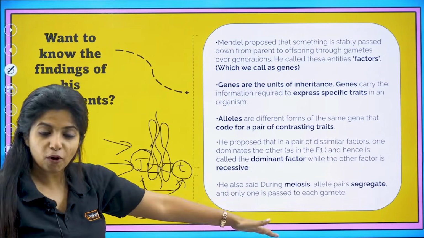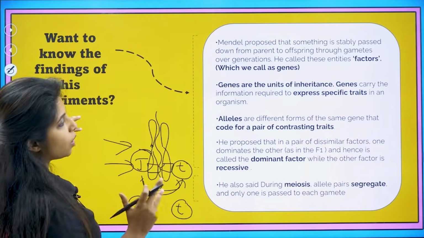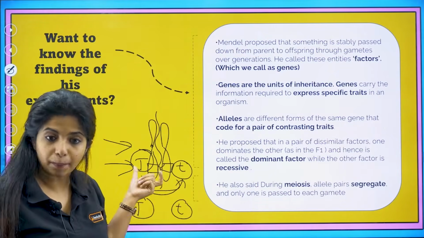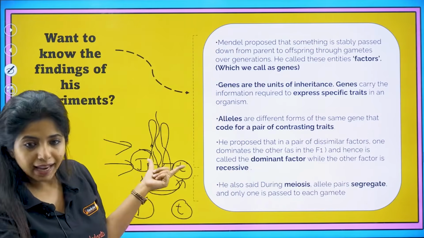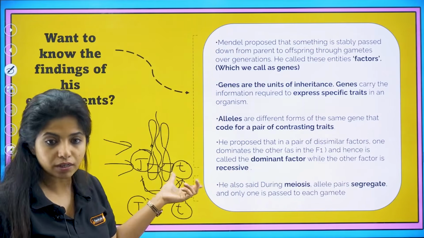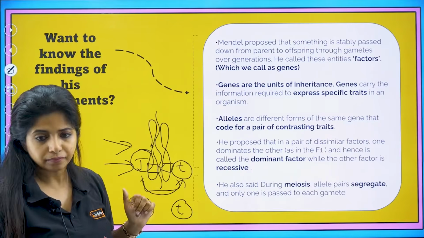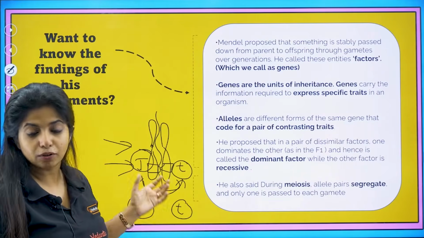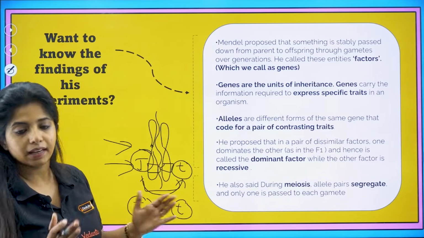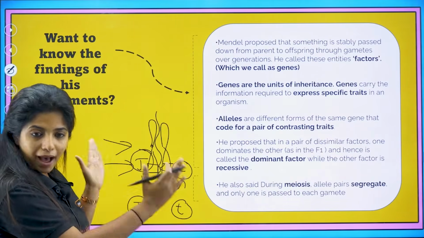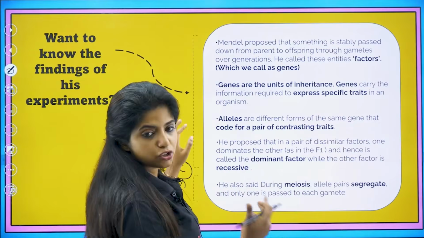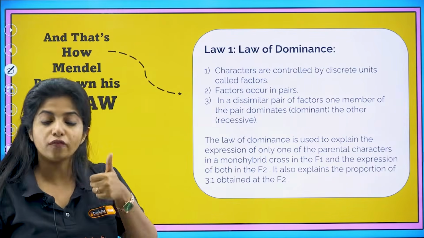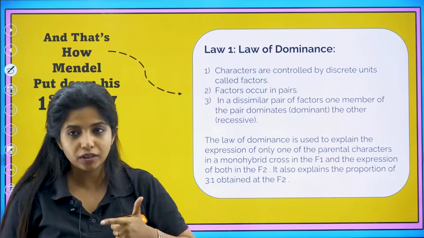So now I am going to sum up all of them and give you two laws out of it. First he said there are factors, and then he said that factors occur in pairs, my dear children, which you call alleles, and one dominates and the other one is not dominant. It is known as recessive. Then he said that whenever you want to form gametes, they segregate. They undergo meiosis, as in they become half, and they move to each gamete. Now, according to this, he put down two laws. The first law is the law of dominance and the second law is the law of segregation.